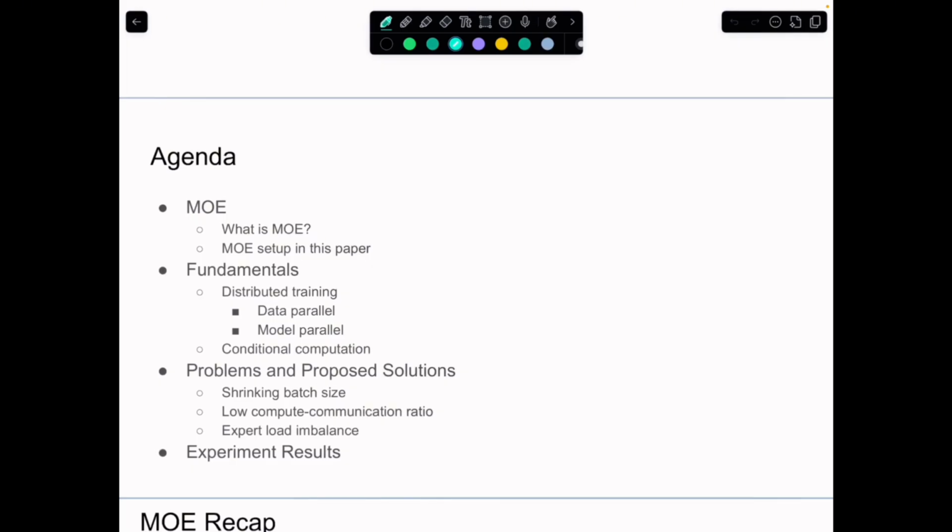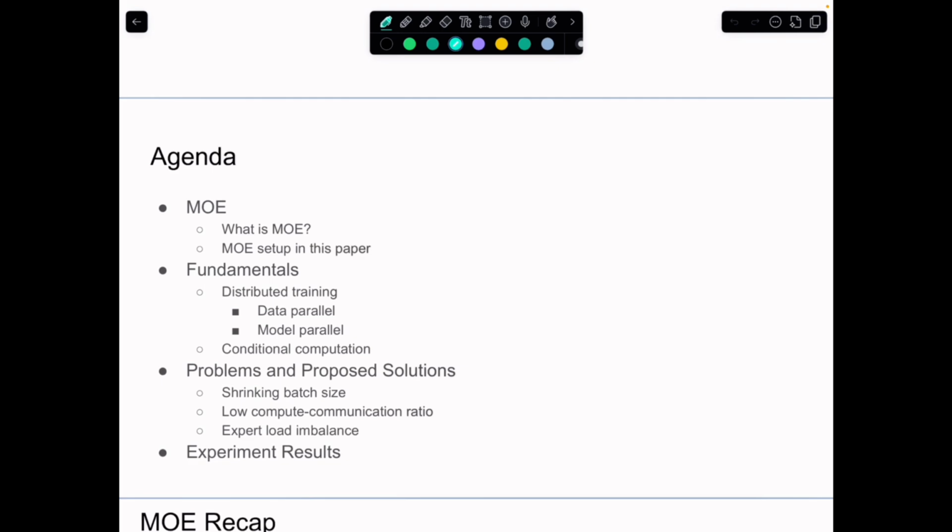Here's our agenda today. We'll first talk about what is MOE and the MOE setup in this paper. And then we'll talk about some fundamentals to prepare for further explaining the problems. For the fundamentals, we'll talk about distributed training and conditional computation. With those fundamentals, we then will further explain the three problems that this paper is targeting to solve and its proposed solutions. And lastly, we'll talk about experiment results.